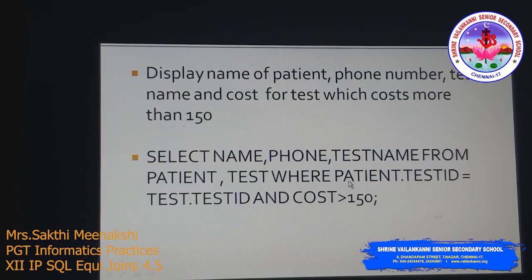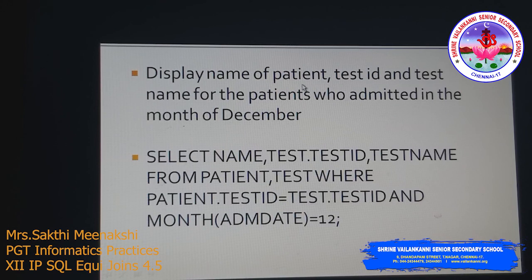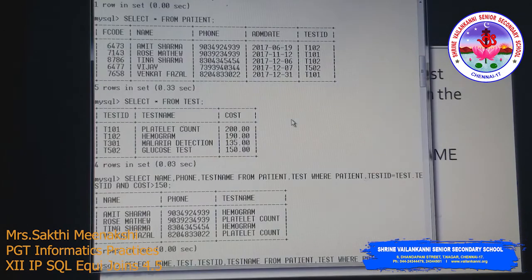Okay, so the next one, display name of the patient, test ID and test name for the patients who admitted in the month December. Okay, so first we have to get the results. What are the name of the patient, test ID and test name. So we have to refer to two tables, right? So the common thing we have to write, and then the next condition is who admitted in the month of December. So where we can get the month? From the admission date, right?